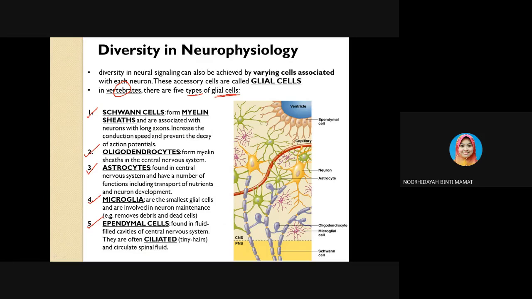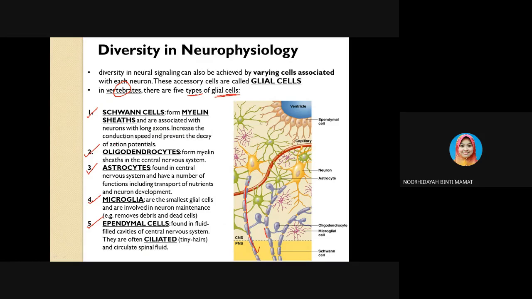So we go one by one. The Schwann cells actually form the myelin sheath, and these are associated with neurons with long axons. This is the Schwann cell, the blue color, which actually forms the myelin sheath. Its function is to increase the conduction speed and prevent the decay of the action potentials. So this is the function of the Schwann cell.